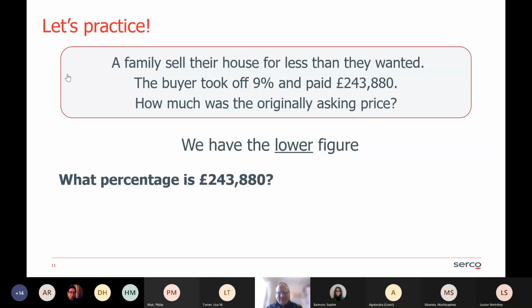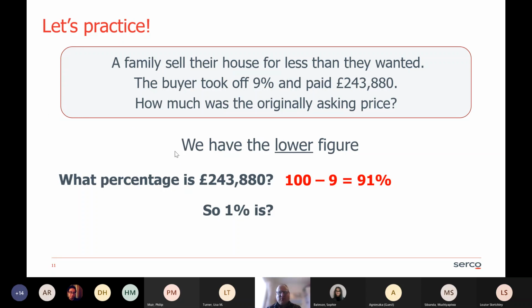So our original price, we need to work out. So 243,880 was 9% less than the original price. I guess has already worked out the answer. Very good. So we take off the 9% from 100. So our 243,880 figure is 91% of the original price. The next question is then, how can we work out what 1% is?